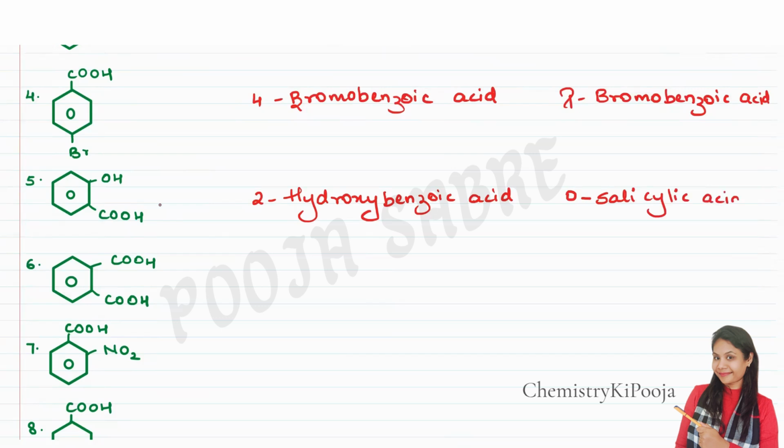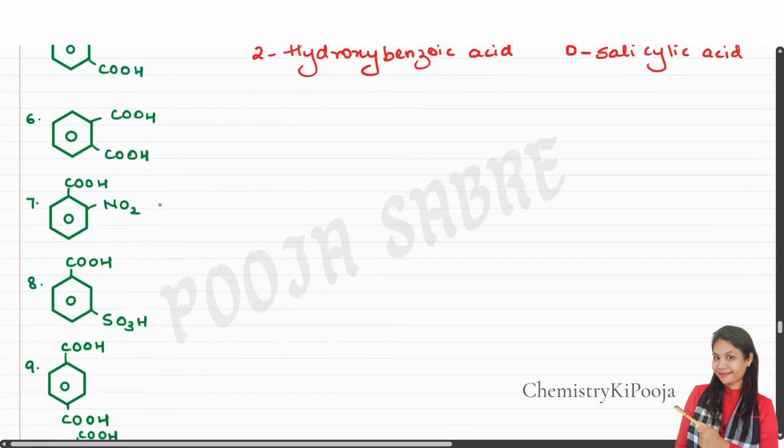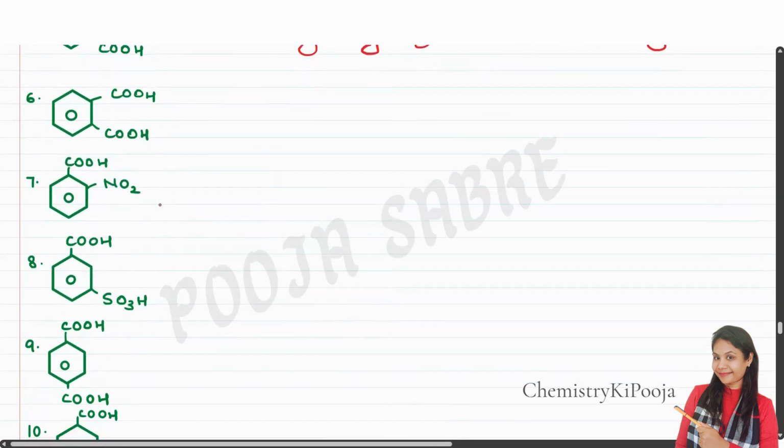Do you remember in the last lecture, we studied salicylaldehyde. So what is salicylaldehyde, students? When OH and CHO both are present at the adjacent position. And for salicylic acid, the COOH group should be present adjacent to OH. Okay. Now coming to the next question.